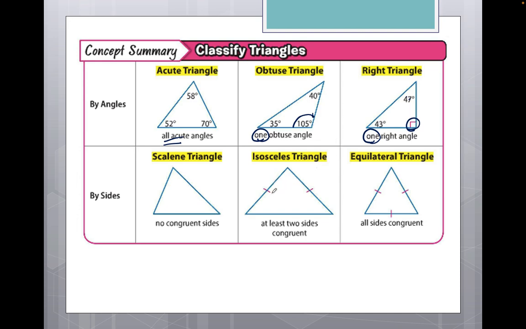When you classify a triangle by its sides, there are also three different classifications. Scalene triangles have no congruent or equal sides. That means all three side lengths are different. Isosceles triangles have two congruent sides. That is noted with these little marks on the side lengths here. These pink lines show that this side is equal to this side. Finally, an equilateral triangle means that all three sides are congruent, and that is shown with the three pink lines on the sides of the triangle.